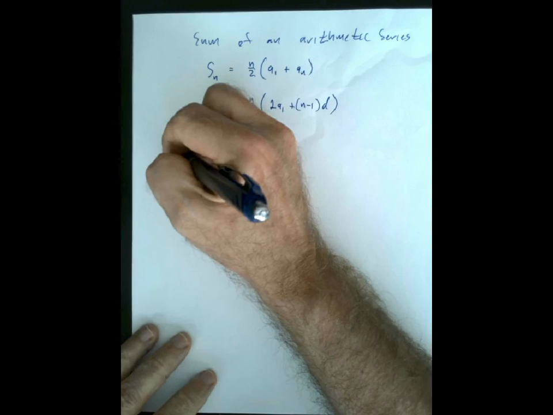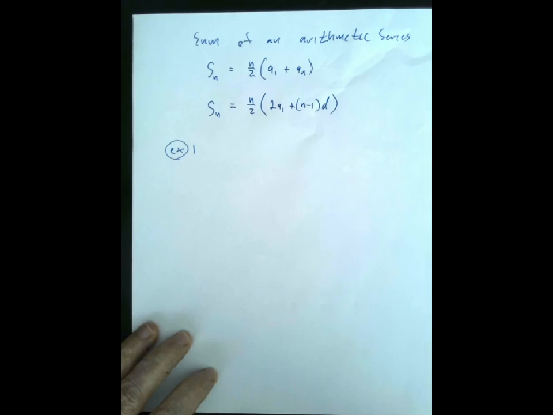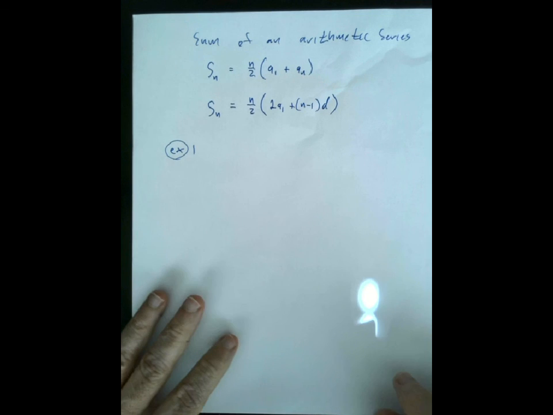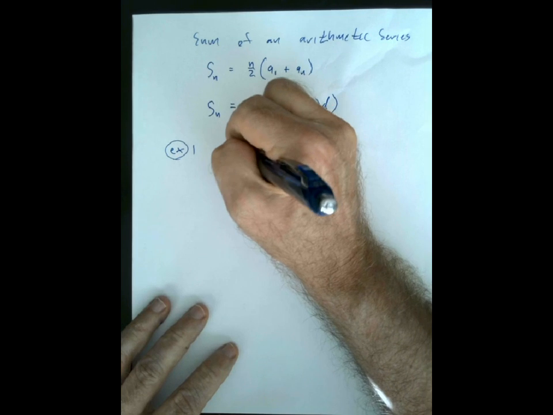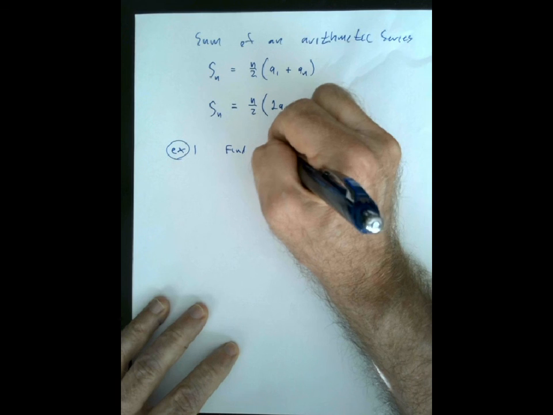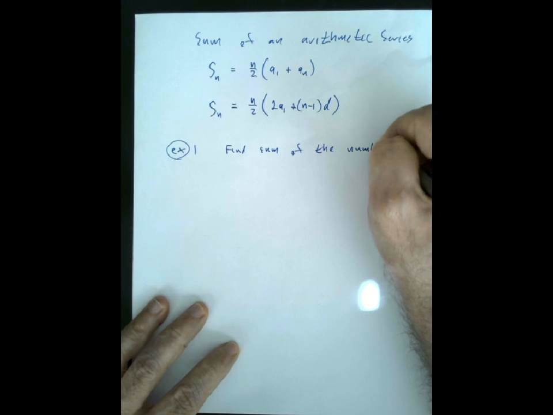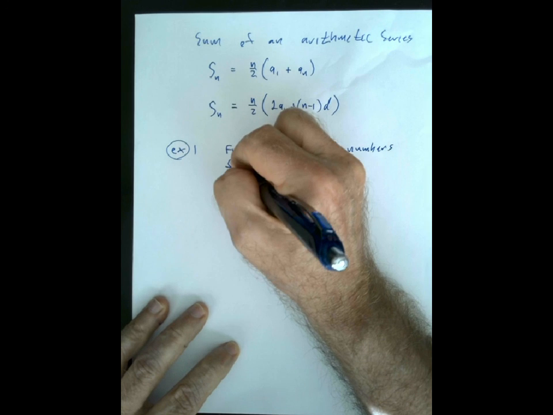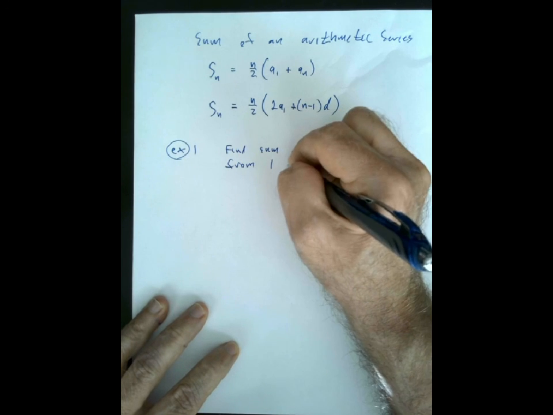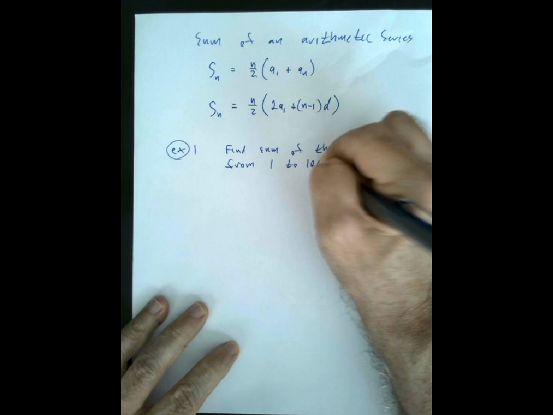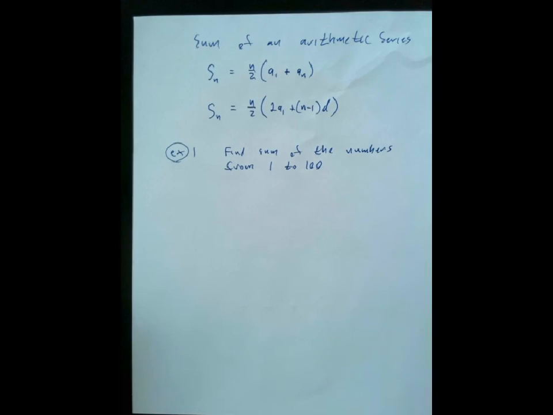Okay, so here is example 1, and here's one common problem. Find the sum of the numbers from 1 to 100. So this says add up all the numbers from 1 to 100: 1 plus 2 plus 3 plus 4 plus 5 plus 6 plus 7 plus 8 plus 9 plus 10, and so on, all the way up to 100.